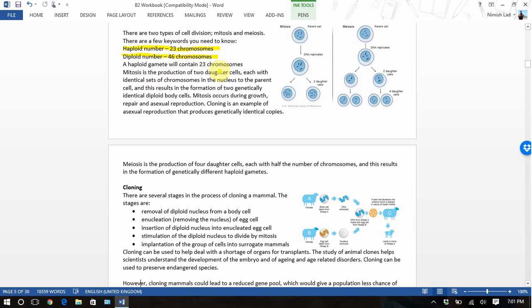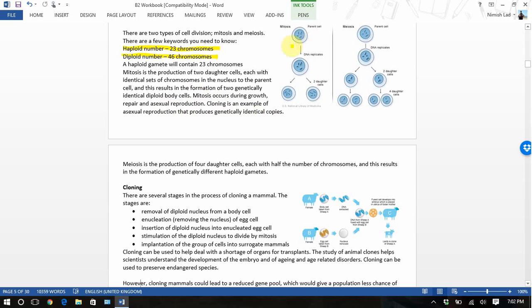Mitosis is the production of 2 daughter cells, so 2 new cells, with identical sets of chromosomes in the nucleus to the parent cell. So whatever it started with, the 2 new cells have identical sets of chromosomes. This results in the formation of 2 genetically identical diploid body cells. So if they're the body cell, 46 chromosomes. Okay, so it occurs during growth, repair, and asexual reproduction. Cloning is an example of asexual reproduction that produces genetically identical copies.